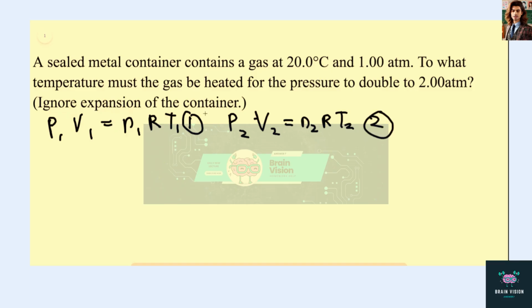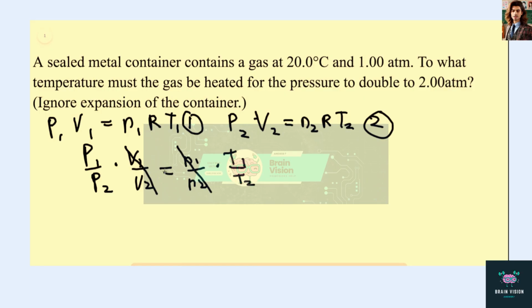Now, if we divide equation 1 by equation 2, we have P1 over P2 dot V1 over V2 is equal to N1 over N2, R divides by R, dot T1 over T2. And we observe in this question that it is a sealed metal container, so the volume is constant and the number of moles is constant. So we have P1 over P2 is equal to T1 over T2.